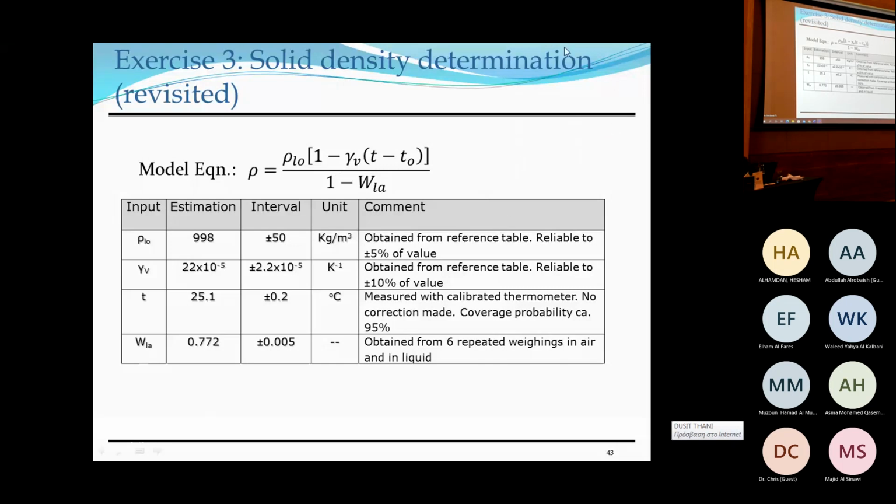All right, so this is the density of the solid that we're looking for. This is the density of the liquid at a particular reference temperature. In this particular case, it's 20 degrees. Gamma sub V is the expansion coefficient of the liquid. T is the temperature. And WLA is a ratio of the weighing results that one got when weighing the object in the liquid and weighing it in air, okay? So this is a number. It doesn't have units, in other words.